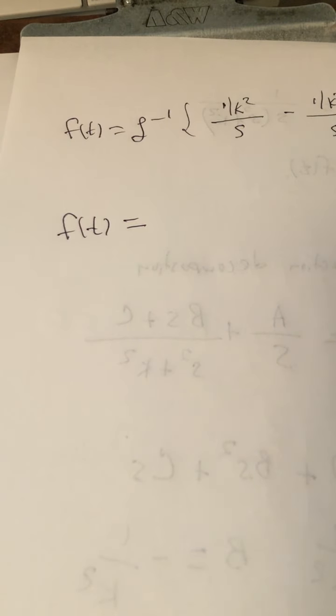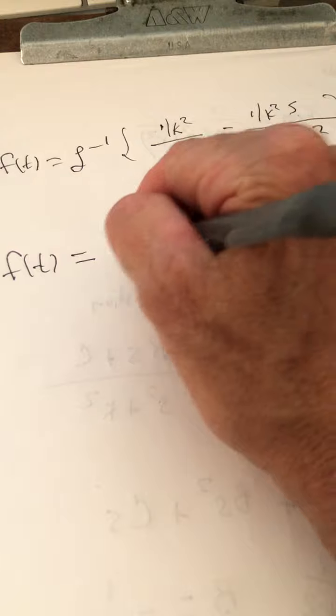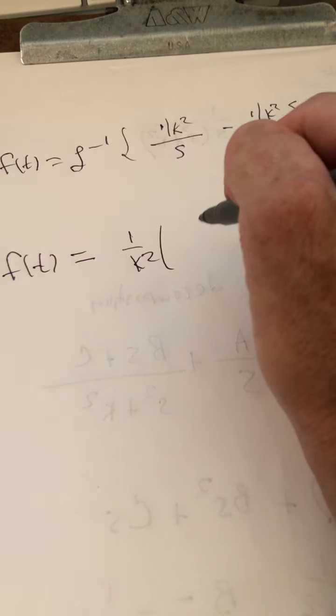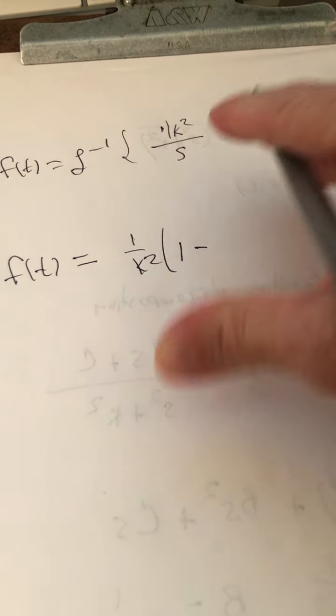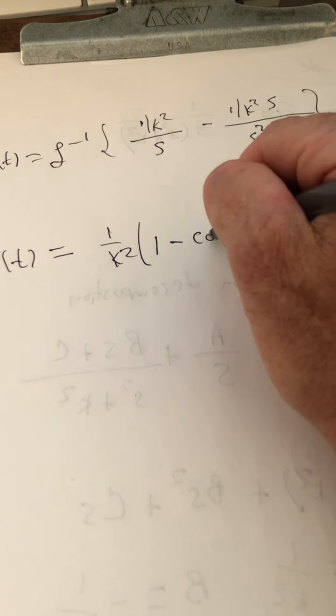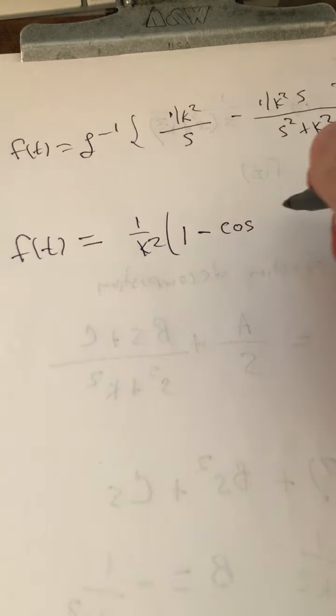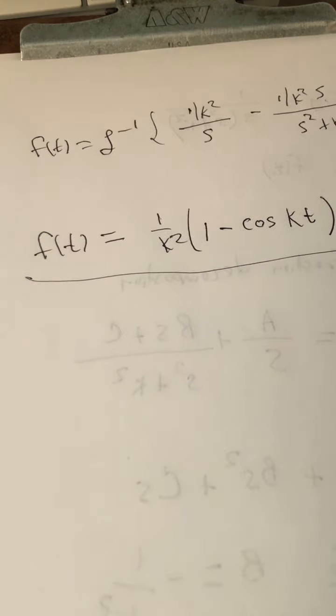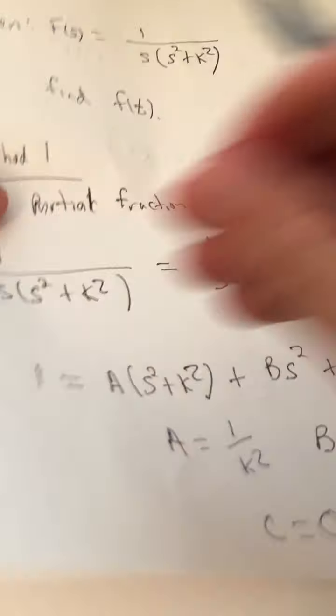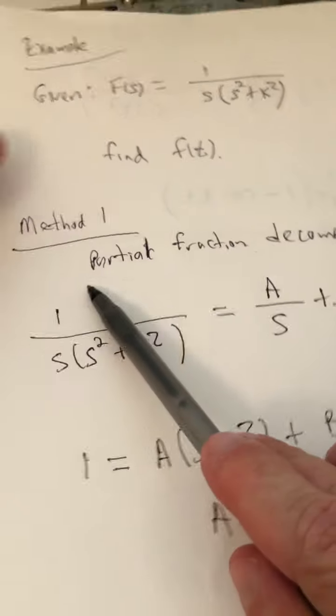So f of t ends up being 1 over k squared times the quantity 1 minus cosine of kt. That's f of t. Now, I told you that we are going to do this problem two different ways. Method 1 is partial fraction decomposition.